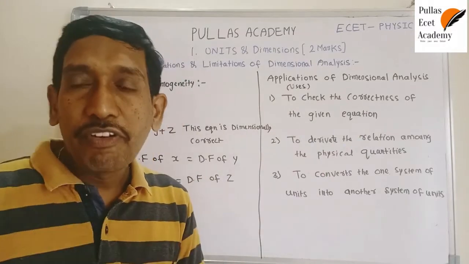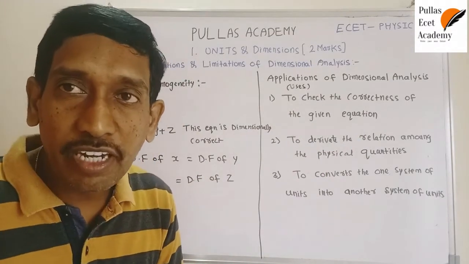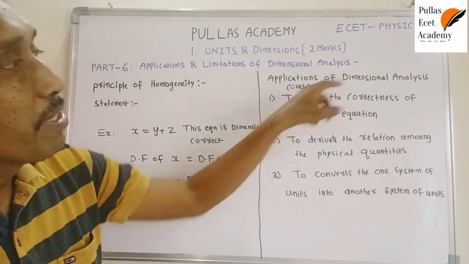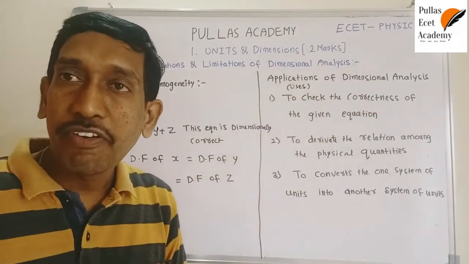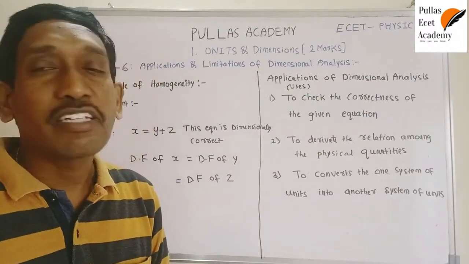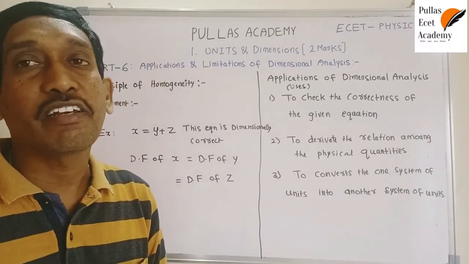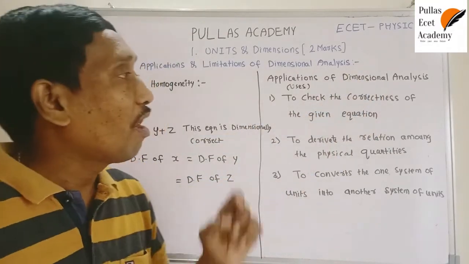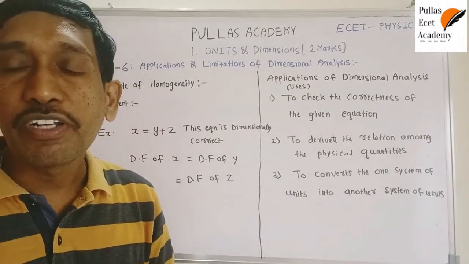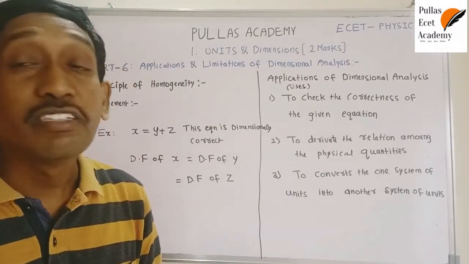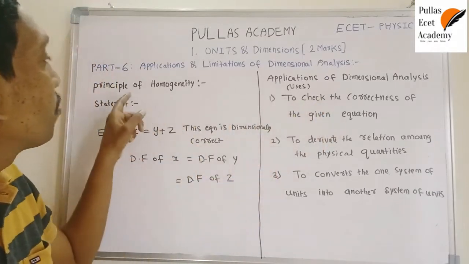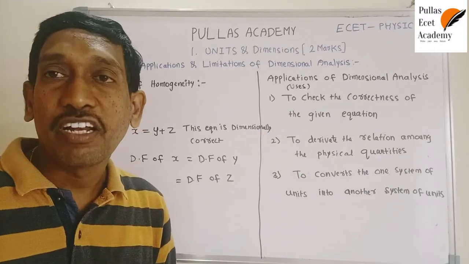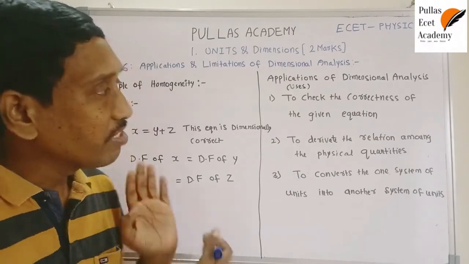If an equation is given, whether it is dimensionally correct or not is understood by dimensional analysis. That is one of the applications of dimensional analysis: how to understand whether the given equation is correct or not. That is also based on the principle of homogeneity. By application of the principle of homogeneity, whether the given equation is dimensionally correct or not, we will discuss clearly.